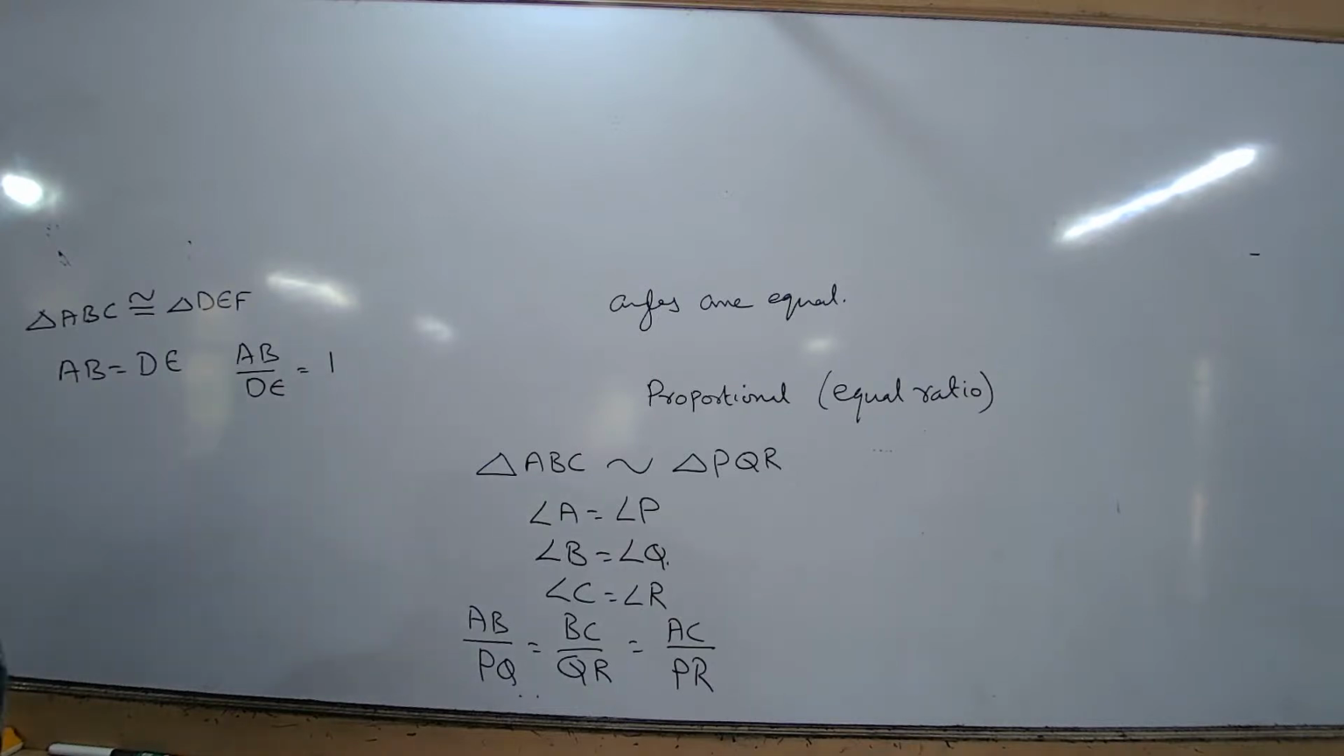In congruence, we have how many tests of congruence? 5. Okay. In similarity, we are going to study the tests of similarity. Now remember, the same way you will come. In similarity, angles are equal and sides are proportional. In congruent, angles are equal and sides are also equal.